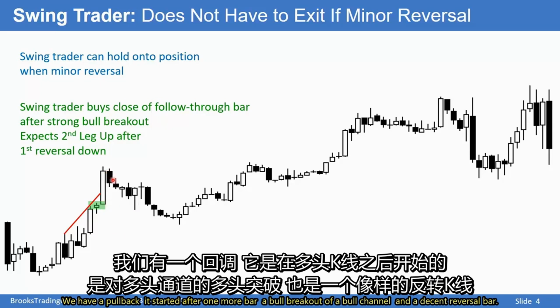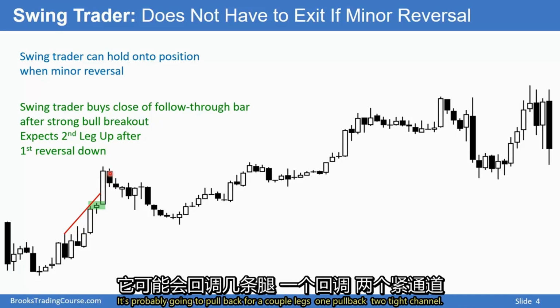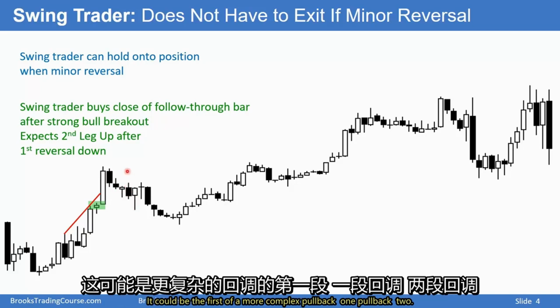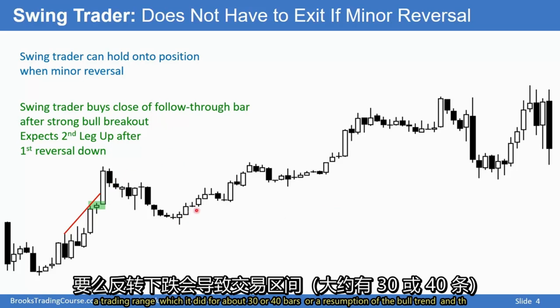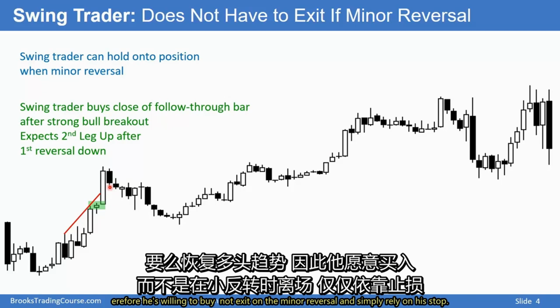We have a pullback. It started after one more bar, a bull breakout of a bull channel and a decent reversal bar. It's probably going to pull back for a couple legs. One, pullback, two. Tight channel, it could be the first of a more complex pullback. One, pullback, two. In any case, any bull buying here believes this is a minor reversal and that either the reversal down will lead to a trading range, which it did for about 30 or 40 bars, or a resumption of the bull trend, and therefore he's willing to buy, not exit on the minor reversal, and simply rely on his stop.